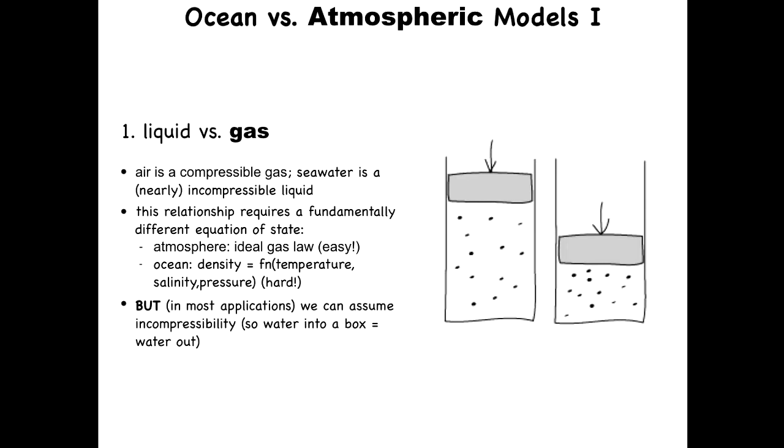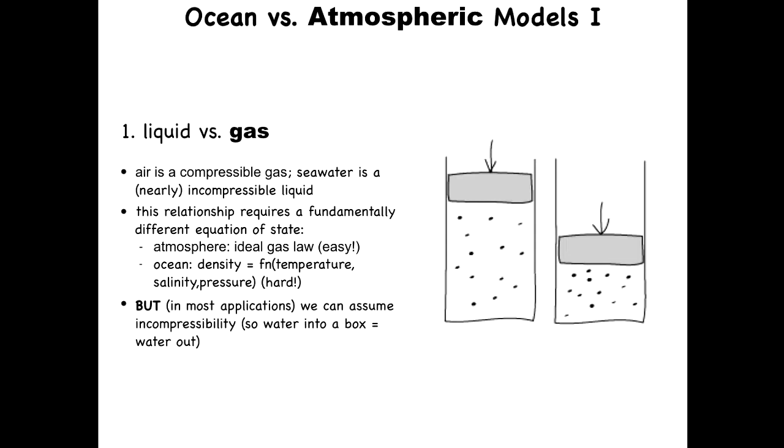Okay, all right. So obviously the big difference between the ocean and the atmosphere is we have a liquid instead of a gas. So air is compressible, whereas the ocean is very, very nearly incompressible, okay? And that means that we need a different way to solve things. In the atmosphere, you have an ideal gas law, which is to some extent easy. In the ocean, we have an equation of state, which is a function of temperature, salinity, and pressure, and in some senses, this is harder to model than the atmosphere. I guess mainly I'd say that it's different.